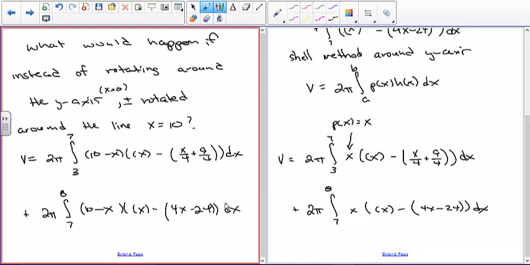So the only thing that changes, that's the sweet thing about using the shell method, if you change the axis of rotation to some other vertical line, the only thing that changes is one term. Now, if you did it with the washer method, it gets more complicated. Here it's not very complicated. I'll show you how to do the other one, but I'm not going to do it right now. I don't want to make your brain explode or anything like that.